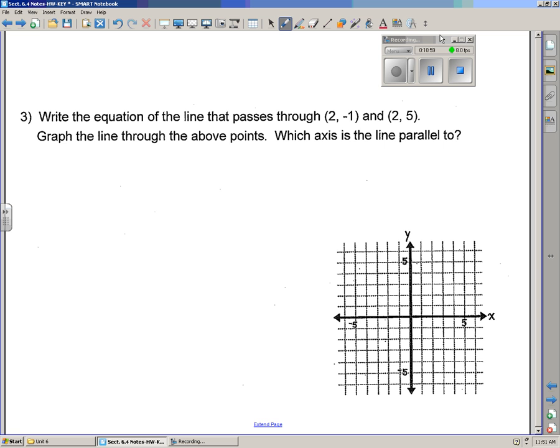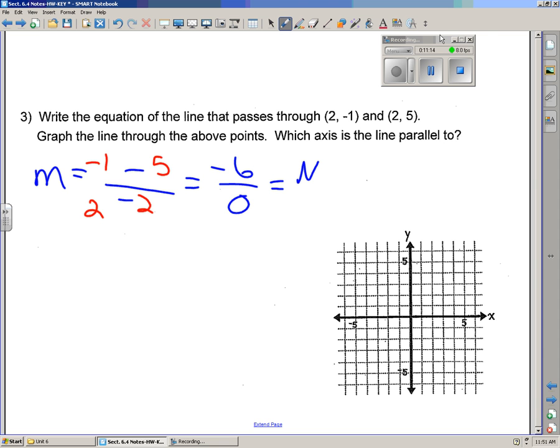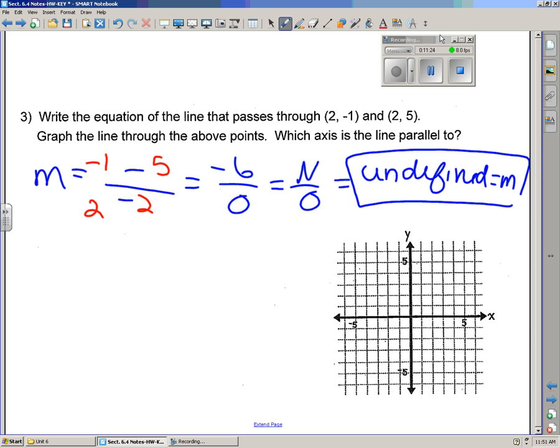So let's find the slope. The slope is going to be the y's minus the x's. -1, 5, 2, 2. When you do the math, -6 over 0. It's over 0. Remember, it's not okay to have a number over 0. No way, not allowed to happen. Which means this slope is undefined. Think about what kinds of lines have undefined slopes. And those lines happen to be your excited lines. Those are the vertical lines.